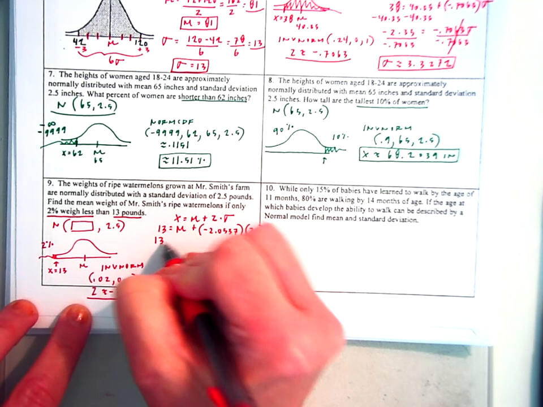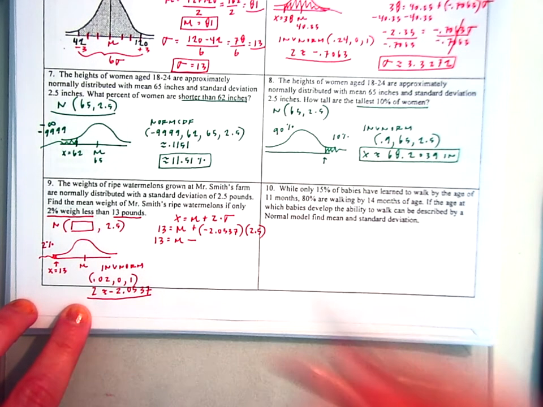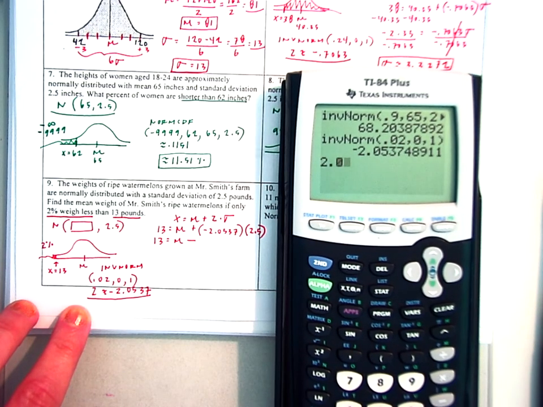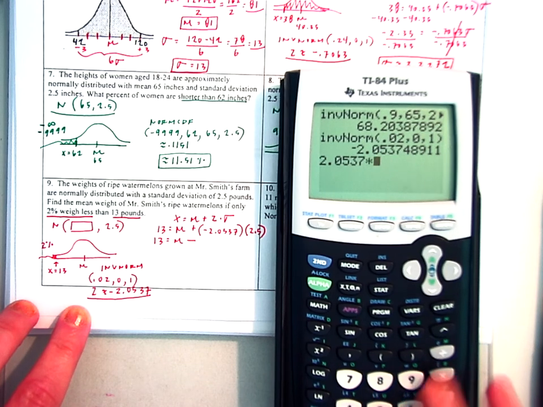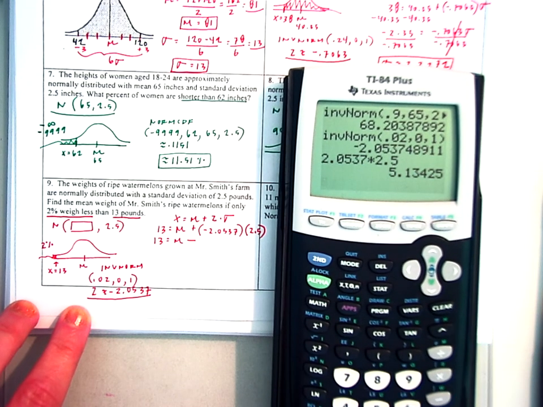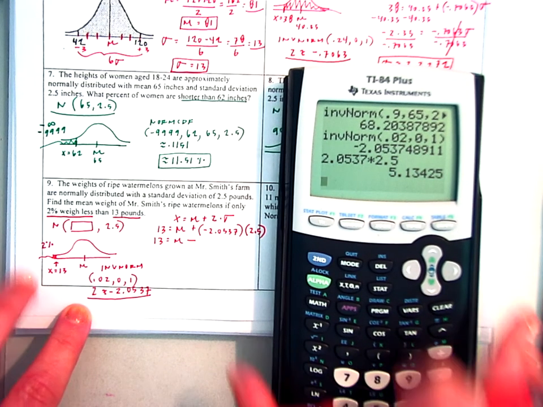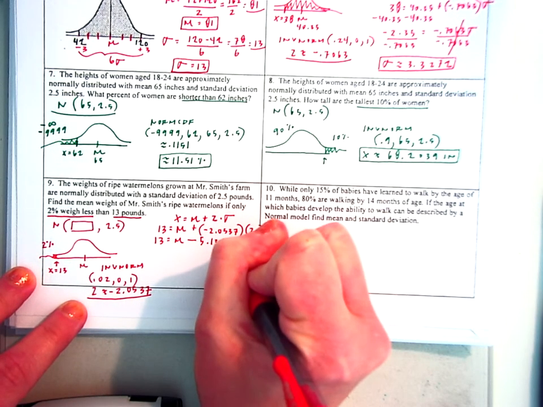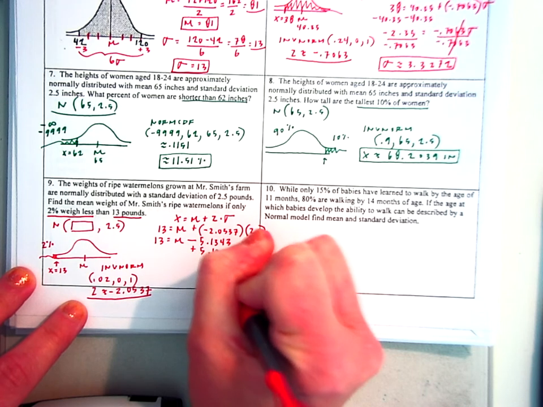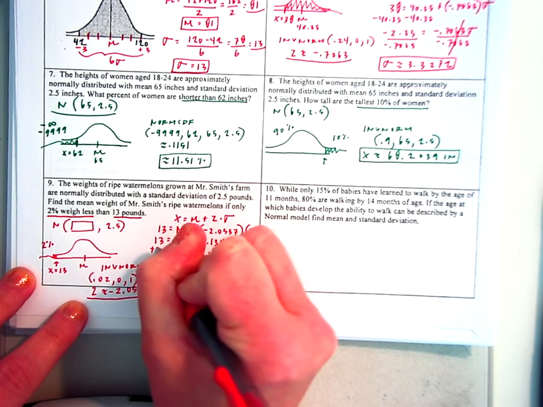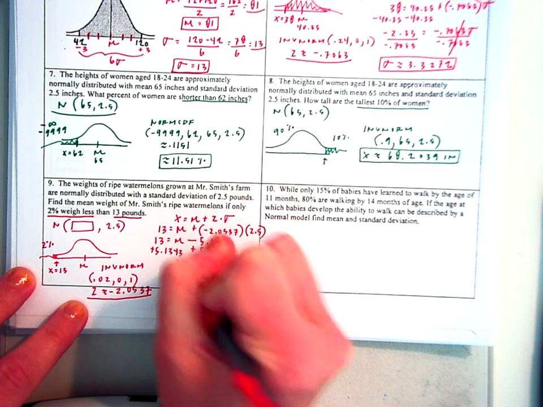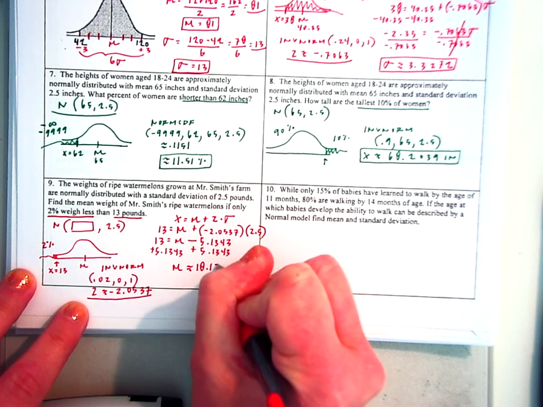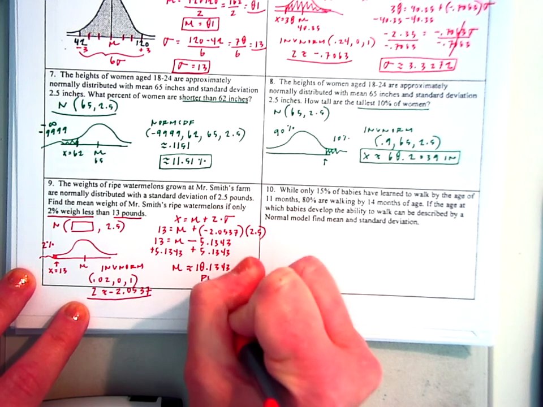So 13 equals the mean, it's going to be minus, I just have to crunch. So here I have 2.0537 times 2.5. Okay, so I get 5.1343. So minus 5.1343. And then that's what I'm adding to the other side of my equation. So my mean will be, well, it's about 18.1343. And my units are pounds.